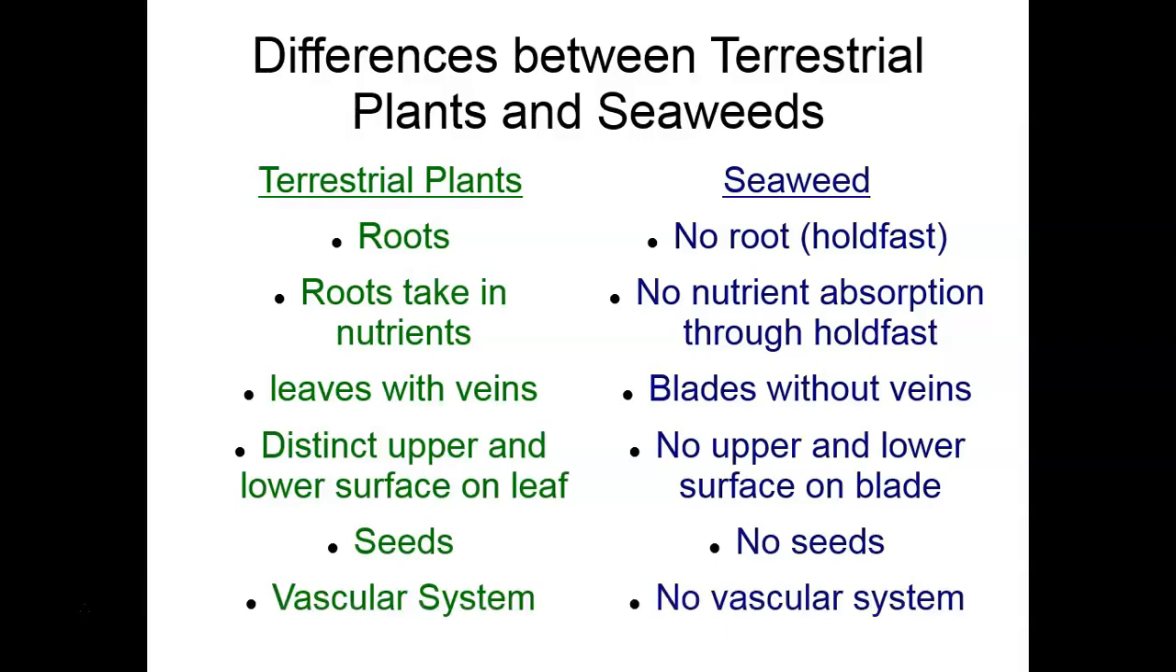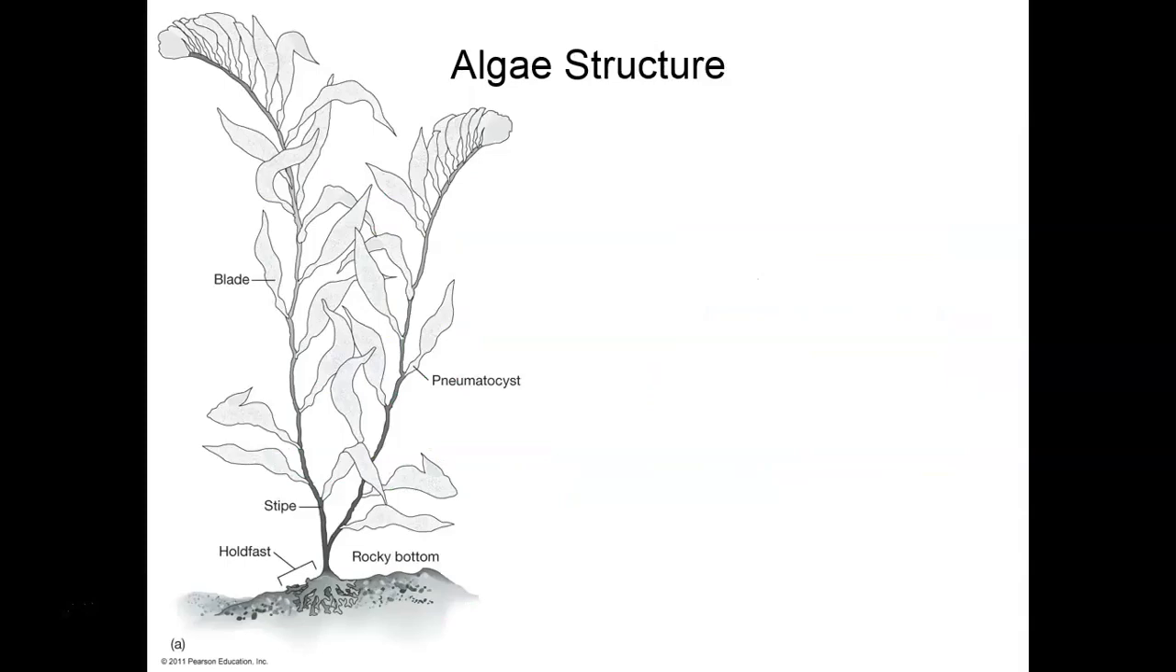Terrestrial plants have a vascular system, which essentially is like your vascular system in your body, veins, right? Terrestrial plants actually have that same system to transport nutrients through their bodies, whereas seaweeds don't have that. And one of the big reasons why seaweeds don't have that is because their nutrients are surrounding them. So they don't actually need to get nutrients from specific places and then transport them to other places in the body. The nutrients are all around them.